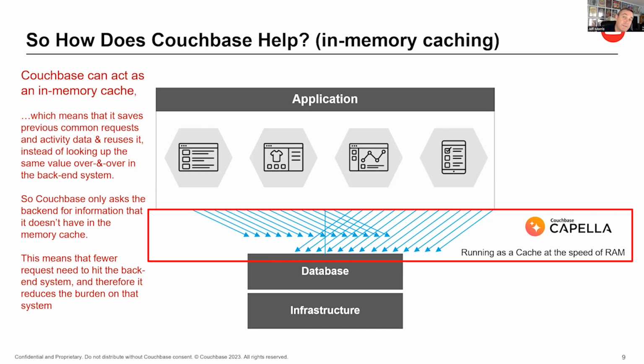So oftentimes we see customers look at Couchbase to act as this caching vehicle for a backend system. The number one reason why customers purchase Couchbase is for performance, and this is typically the performance that we're talking about. So you could use Capella running as a cache at the speed of RAM for your application here.